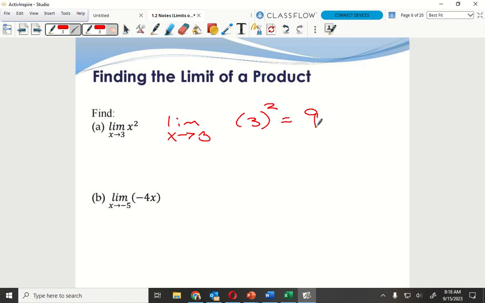All right, so going with this one here, the limit as x approaches -5, do the same basic thing. For this one, it would be -4 times -5, because I'm just plugging in my value and I don't have any restrictions, so it's going to be a positive 20. Basic, right? Plug it in, evaluate.